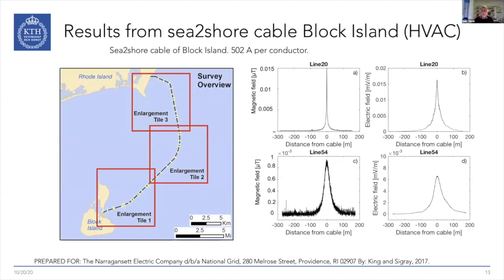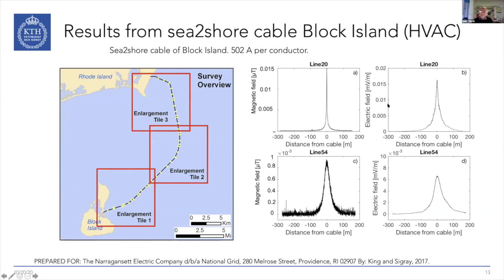So just remember that the DC cable is definitely not free from AC currents. Now turn to Block Island, which is a wind park, as everybody knows, in the US. I think it is the only offshore wind park at the moment. We made some measurements here, about 50 transects. And this is an AC cable, so we should expect to have AC fields. And we did, of course, have AC fields.